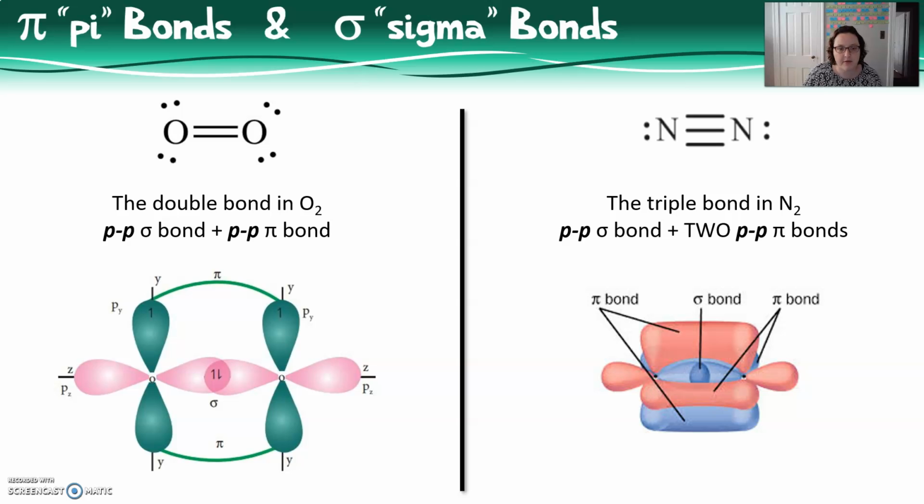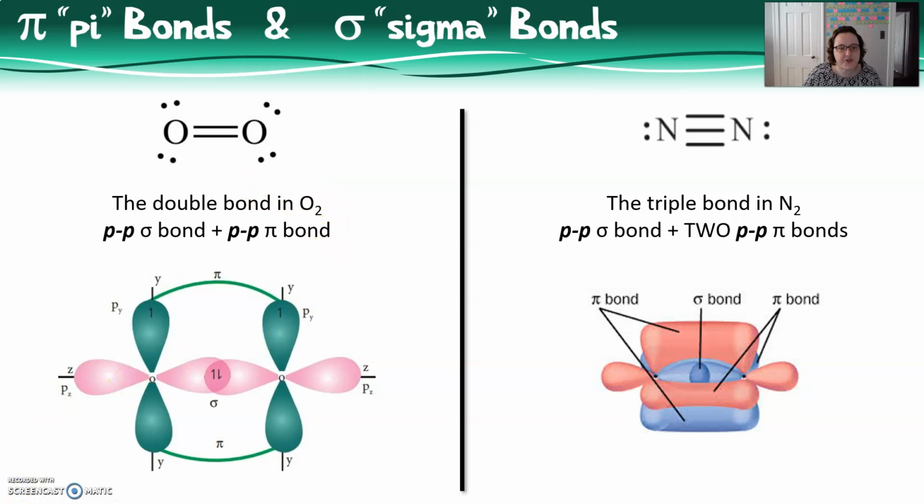For an oxygen molecule, the pink p orbitals that are oriented towards each other in a head-on fashion will form a sigma bond, whereas the green p orbitals that are oriented in a side-on fashion will form a pi bond. Therefore, the double bond in oxygen is comprised of a pp sigma bond and a pp pi bond. The orbital overlap for pi bonds is generally weaker than for sigma bonds, so the strength of a double bond will typically have a higher contribution from the sigma bond than from the pi bond.